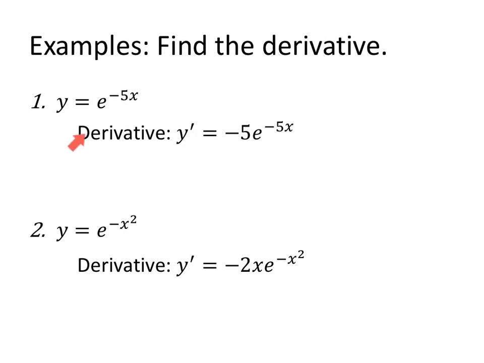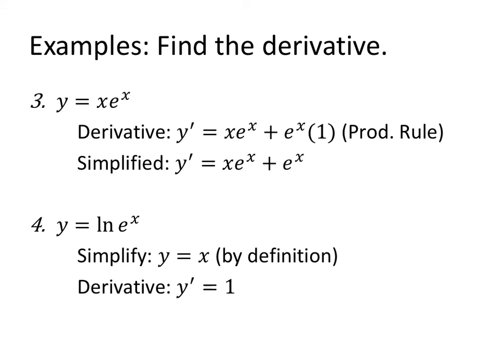So if I want to find the derivative of y equals e to the negative 5x, the derivative is negative 5, the derivative of the exponent, multiplied by a copy of the original, e to the negative 5x. If y equals e to the negative x squared, my derivative will be the derivative of the exponent times the original function. So negative 2x e to the negative x squared.